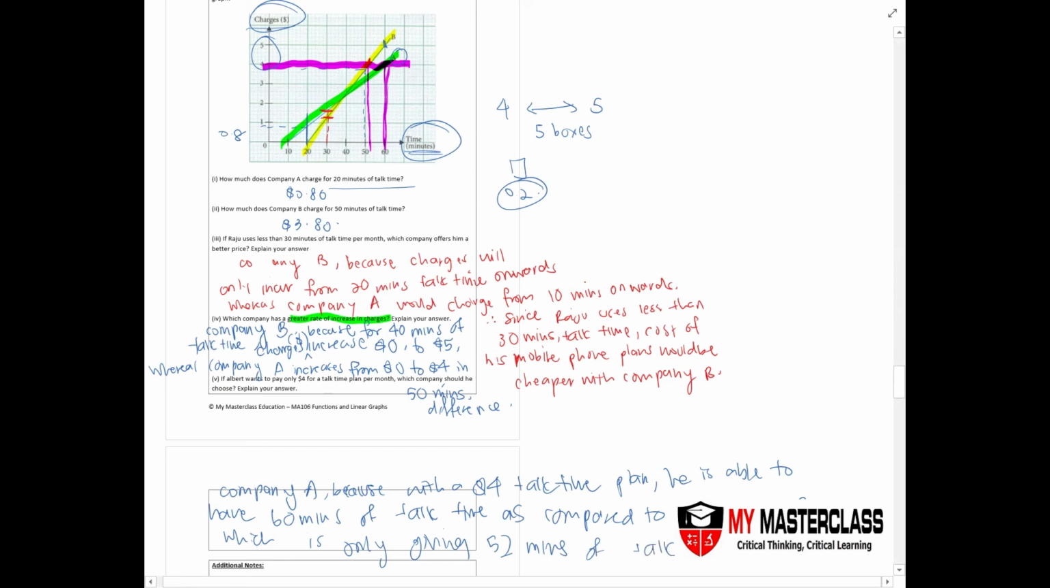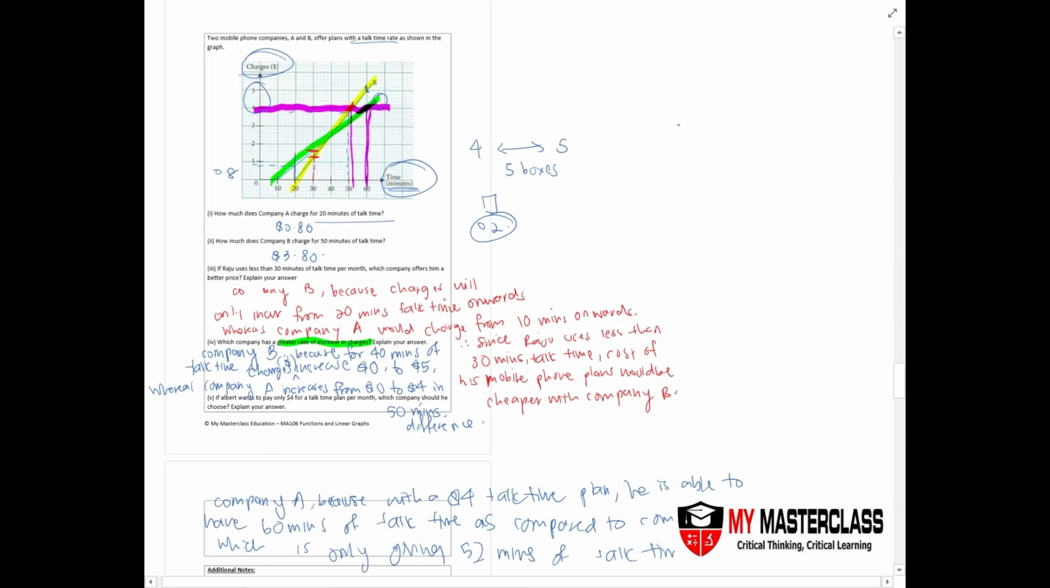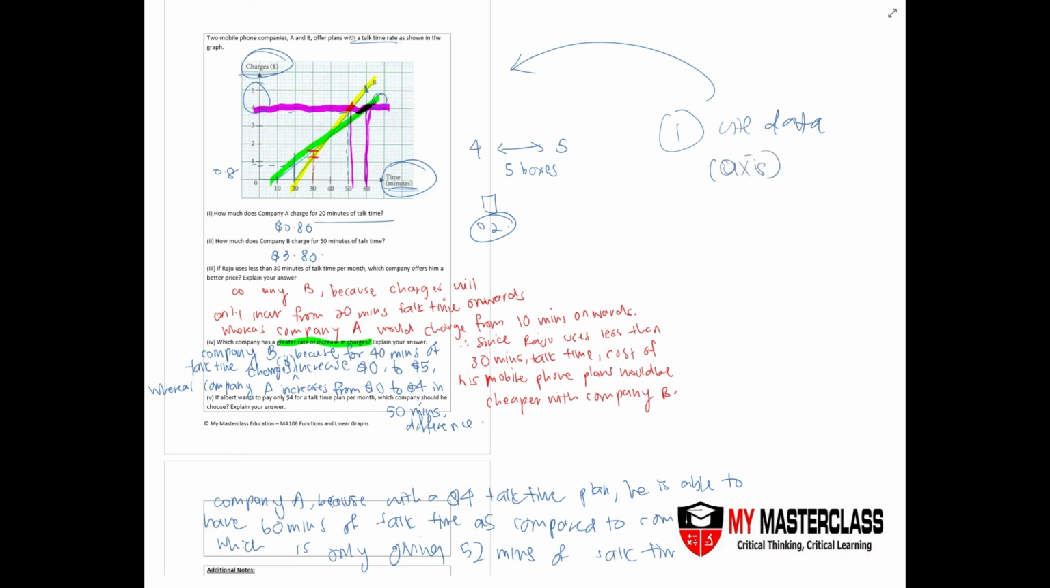Now, do you notice that when I'm explaining, I'm always comparing? You have to do your comparison because they're asking you to explain your answer. Explain why you choose A instead of B, or why you choose B instead of A. One of the main parts you need to remember is always cite the data. Always give your data from the graph and always mention the axis, for example minutes. The second thing is the comparison. So in questions asking you to find a more suitable company and explain your answer, it'll be better to include these 2 points in your answer.